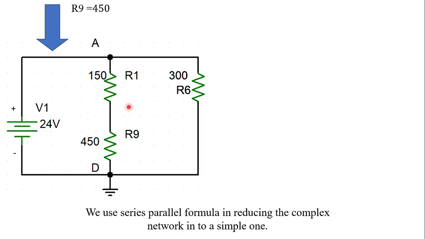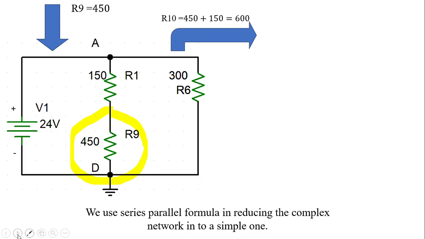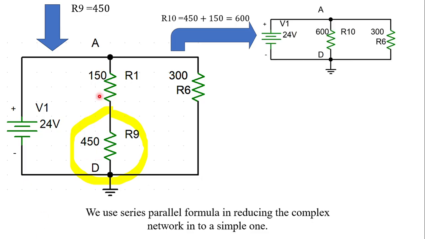Now I have noticed that this 450 after simplification is going to be in series with this 150. So I'll replace this 450 and 150 with one single resistor by adding them. So 450 plus 150 is going to be 600. In place of these two resistors, I'll put one resistor whose value is 600.